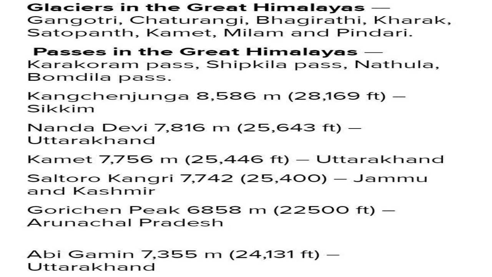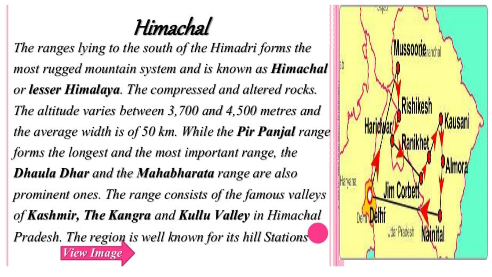So these are the highest peaks located in states. Another thing we have to understand is the range lying to the south of Himadri, which forms the most rugged mountain system. We already discussed that, and we have to understand it briefly. It is known as Himachal or Lesser Himalaya. Here, the ranges are mainly composed of highly compressed and altered rocks.